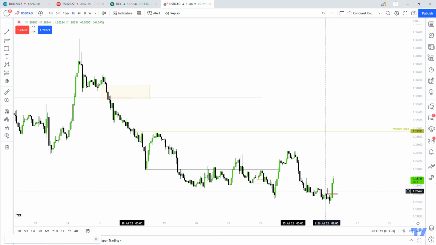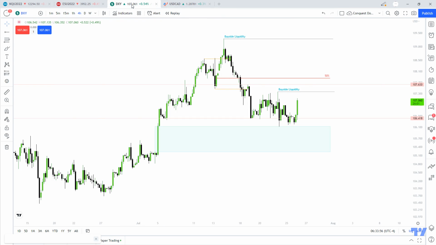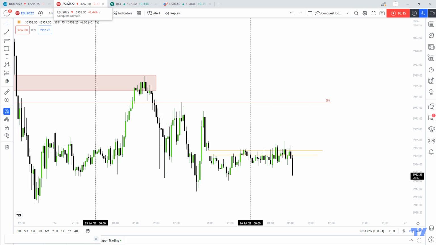So yeah, guys, throughout the day we'll be looking out. I am short on the indices and I am long on the dollar CAD and the dollar index as well, short term wise. Confluence for my bearish idea on this S&P chart.